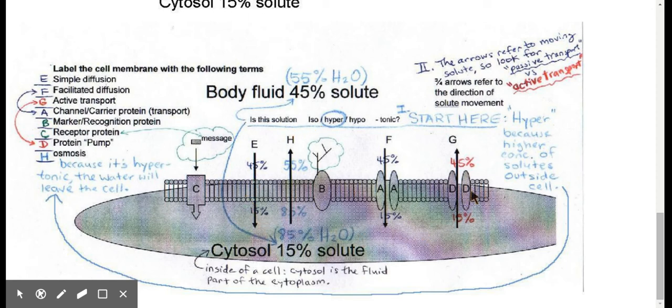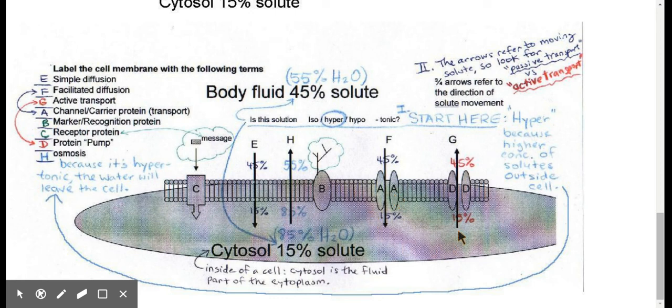Now, if you go to these two arrows here and you compare this one, it's moving the same direction as this one. So this one's also moving 45 to 15. So while the first one, E, is simple diffusion, the second one, F, is facilitated diffusion. If you look, the arrow also goes to here, channel or carrier protein, because this protein, A, is a channel protein in which the facilitated diffusion takes place through. So F and A go together. This is facilitated diffusion, and this is a channel protein.